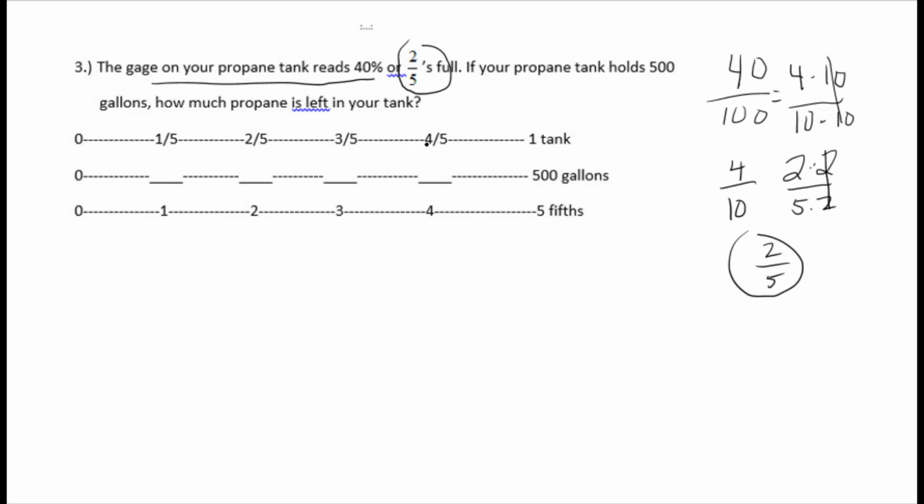So here I have fifths up here in one tank, and it holds 500 gallons, one tank. So I'm looking for 2/5 of it, so I want this here. Probably the easiest way to get 2/5 is to take 500 gallons, divide it by 5, I get 100 gallons, and then multiply it by 2, I get 200 gallons. In one expression, that's 2/5 times 500. 500 divided by 5 is 100. 100 times 2 is 200.